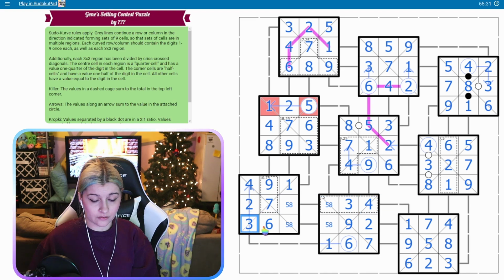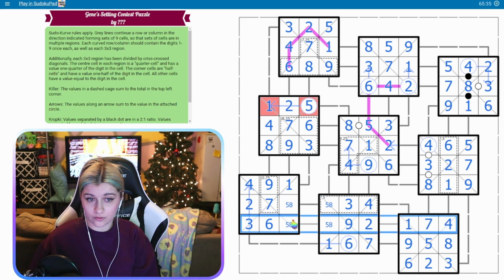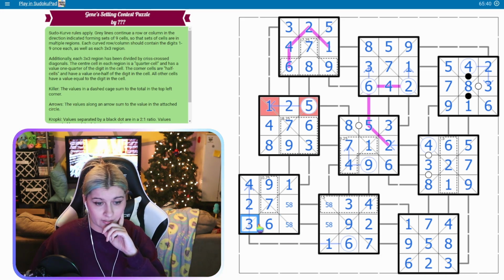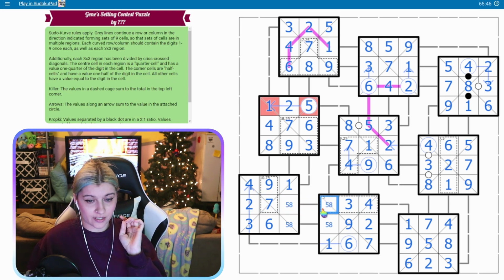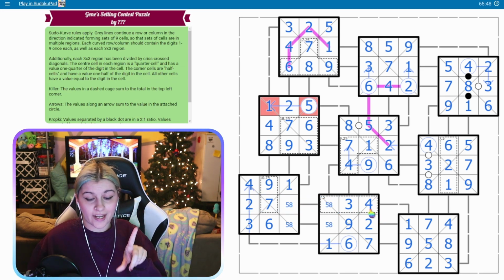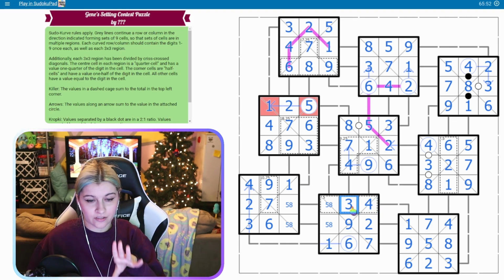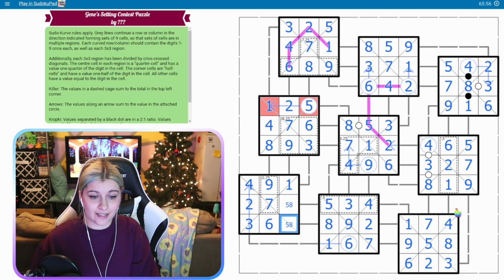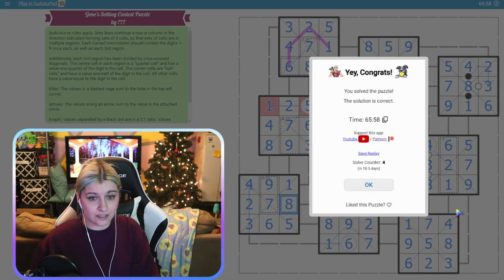That's a pair. Uh-oh. What could I do? Okay, this row has a 5, 8 pair. This row... Oh, this is a cage. I didn't catch that. This is a cage. So I have half of 4 is 2, plus 3 is 5. I need another 2.5. So this has to be a 5, and this has to be an 8. This has to be a 5, and this has to be an 8.